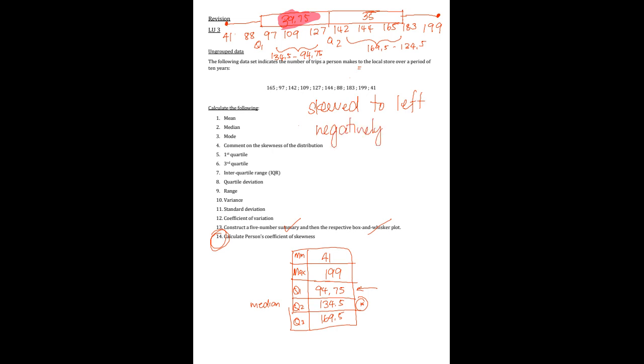Okay, so that is your diagrammatic explanation of the skewness of your data set. And then also, just to prove that it is negatively skewed as well, you can do the last calculation. This is Pearson's coefficient of skewness. This is calculated as 3 multiplied by the mean minus the median, over your standard deviation. Now, we already calculated the mean in the first question here. So that was 129.5. Your median was 134.5.